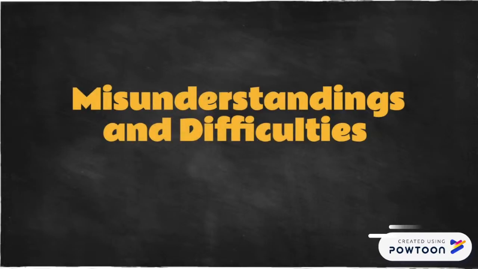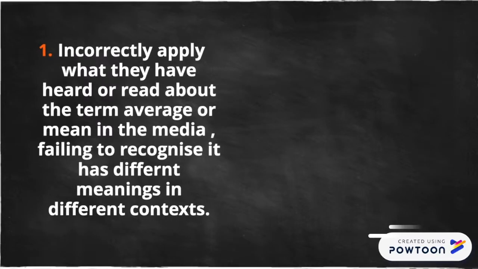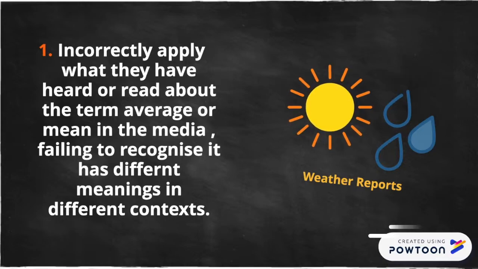When teaching students to find the mean, misunderstandings often arise. One of these is students often incorrectly apply what they have heard or read about the terms average or mean in the media, failing to recognize it has different meanings in different contexts. For instance, the mean daily temperature is obtained by taking the sum of the highest daily temperature and the lowest daily temperature and dividing it by 2.